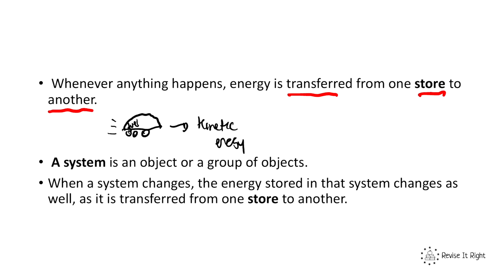Whenever anything happens, some form of energy is transferred to another store of energy. And we'll talk about each of the stores in a second. A system is a word that might be thrown around in physics quite a lot. It's just an object or a group of objects. And when a system changes, the energy stored in that system changes as well, as it is transferred from one store to another. Just like our example here with the non-moving car, which has chemical energy in terms of its fuel, and that goes to move, it transfers that chemical energy into kinetic energy to move.